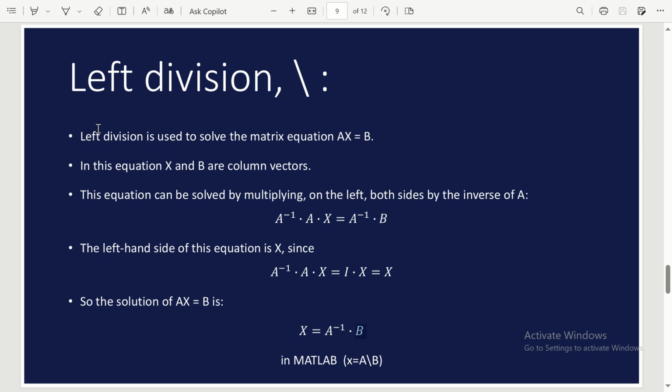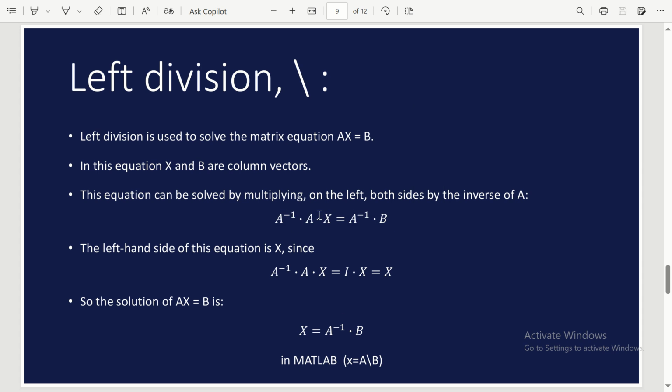Let's say we have a left division. It is used to solve the matrix equation Ax = B, where A is a square matrix, let's say, and X and B are column vectors. This equation can be solved by multiplying on the left on both sides by the inverse of A.